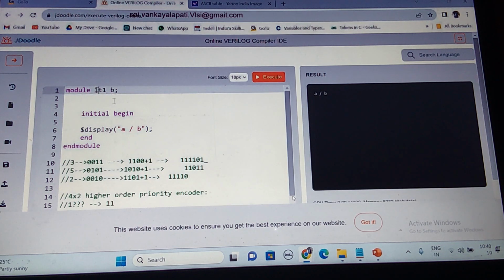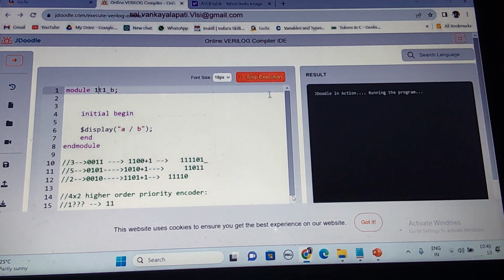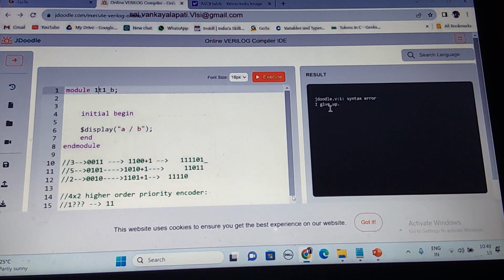If I write 1T1 underscore B, an identifier should not start with numbers, but it should start with an underscore or with an alphabet. In this case, my identifier starts with an alphabet, right. Can I use any special symbol like T1 star B? Is that the correct way to write an identifier? What are the rules to write an identifier? Special characters are not allowed in identifiers. The only special character allowed is the underscore.